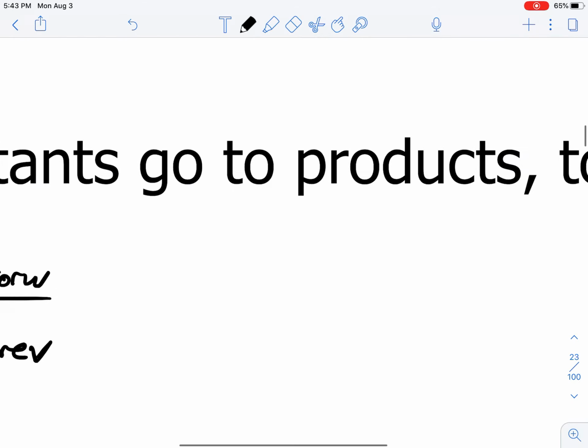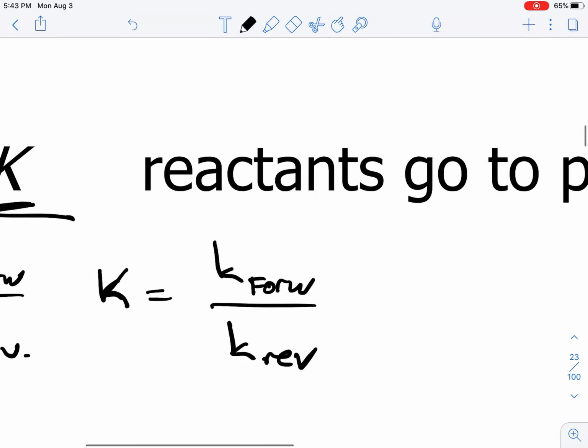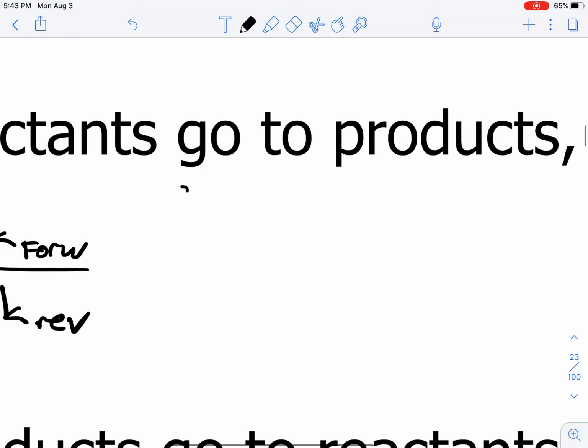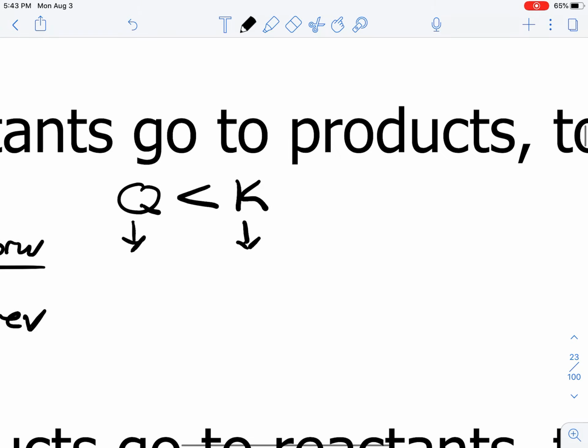And so for Q to be less than K, we have to have a value for K that's greater than Q. And so I'm going to choose two easy numbers. It's going to be 10 and 1. So 10 is greater than 1.